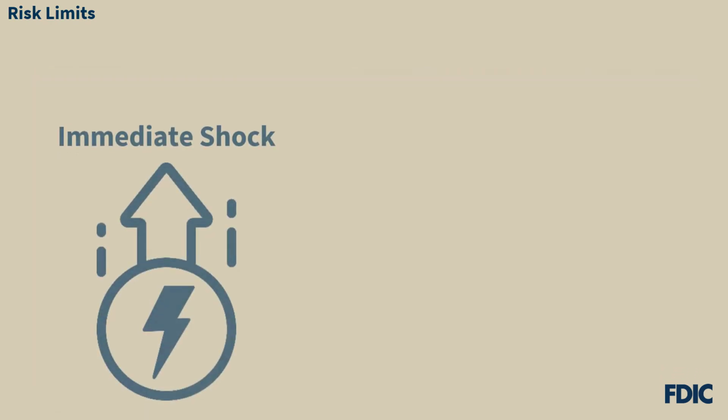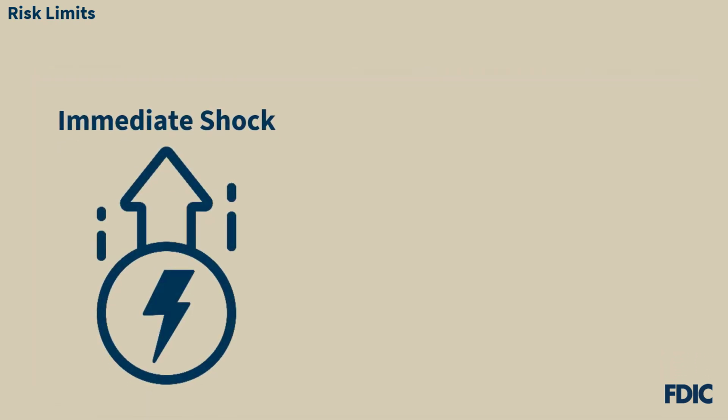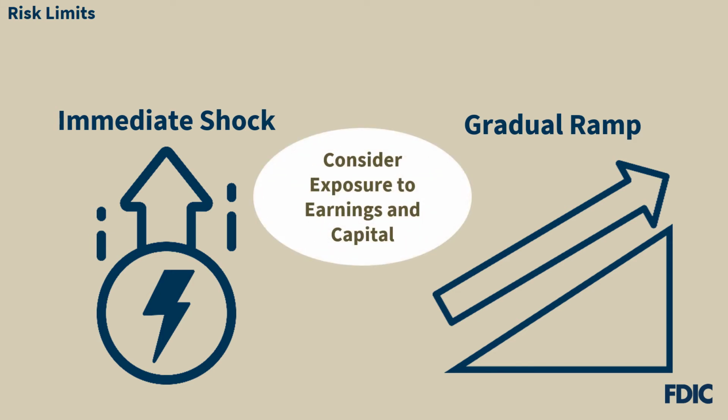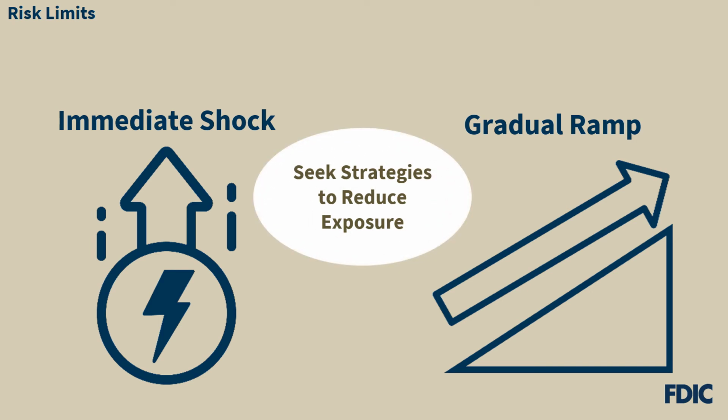In earnings simulations, risk limits are usually based on immediate shock simulations. Ramp limits can also be established as an additional method for monitoring interest rate risk. Interest rate risk mitigation efforts become important if the exposure approaches or exceeds risk limits, or capital and earnings prove insufficient to withstand adverse changes in interest rates. In such cases, effective management teams seek strategies to reduce the exposure to interest rate risk, increase capital, or both.